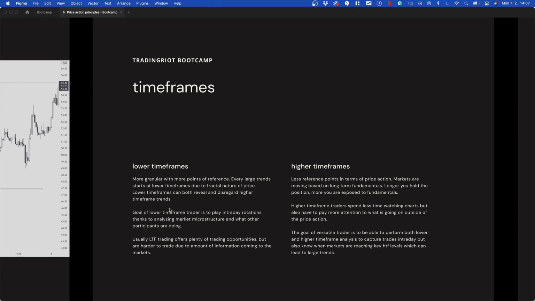The goal of the lower time frame trader is to play intraday rotation thanks to analyzing market microstructure and what other participants are doing. This is pretty self-explanatory. If you are trading a 5-minute chart, for example, you should not be expecting to hold trades for 3 days, because that's not how things generally work.